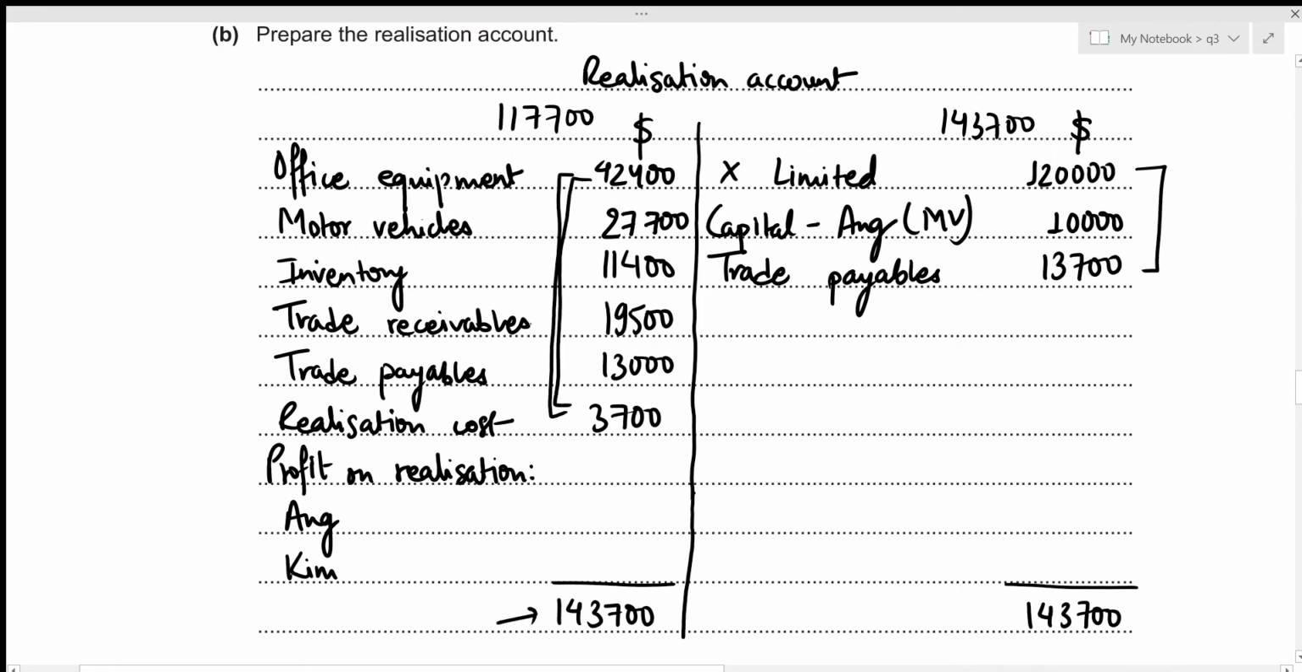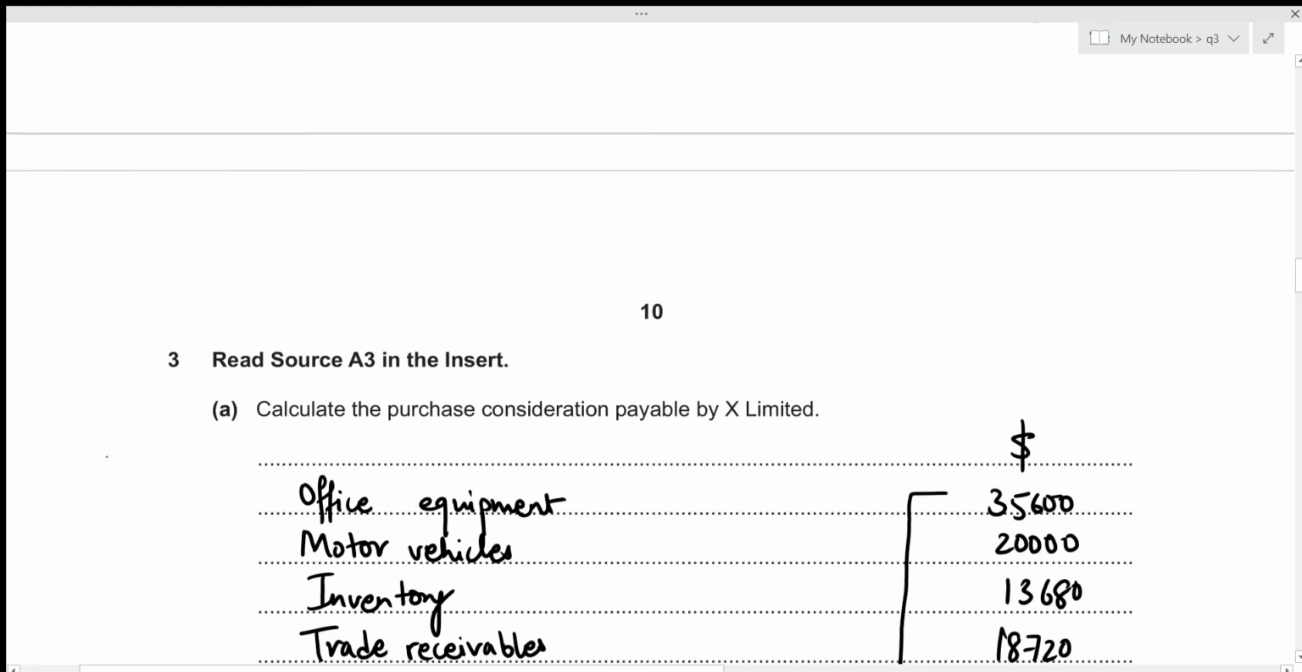So we already have the sum for these 6 amounts to be 117,700. So that is the difference between this amount and our total. So that's 143,700 minus 117,700, which results in the profit on realization to be 26,000. Okay, now we need to divide this profit among our partners. In order to do so, let's have a look at our profit sharing ratio.